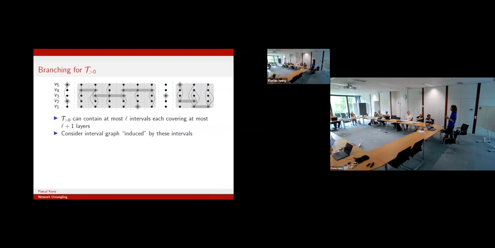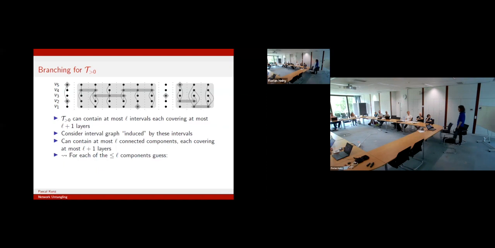So we can think about the interval graph induced by these intervals. Here in this picture, for example, I have these three long intervals. They intersect. Or these two intersect, so they would be adjacent in the interval graph. And what I'm really only interested in is the connected components of this interval graph. So these three intervals here would be one connected component, and these two over here would be another connected component. The idea here is that I can look at these independently. And obviously, I can have at most L connected components because I only have L intervals.